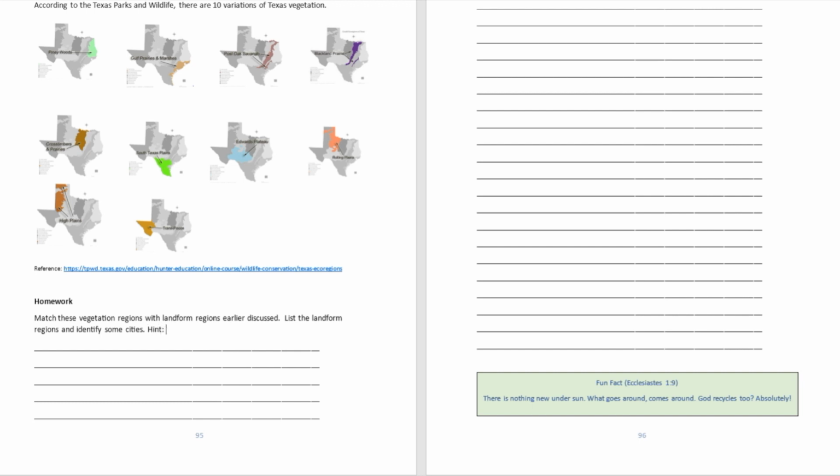So do some research about the cities of Texas. So when you know that maybe Houston is going to be somewhere here and Dallas is going to be a little bit to the north, well, maybe Houston is going to be part of the South Texas Plains.